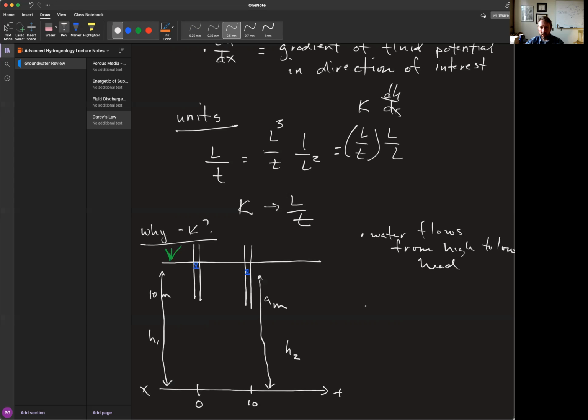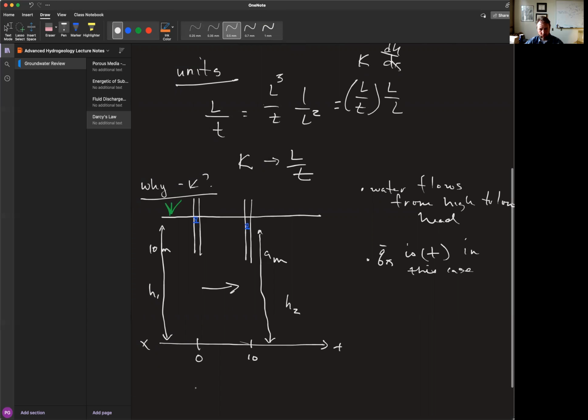So in that case, Q sub X will flow in the positive X direction. Because 10 meters is higher than 9 meters, the fluid flow is going to be in this direction, which is the positive X direction. All right, let's calculate head gradient.